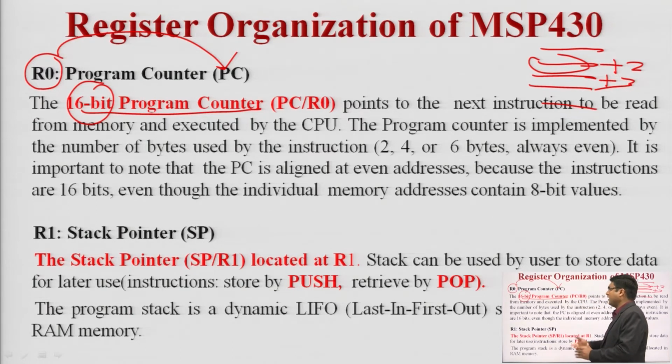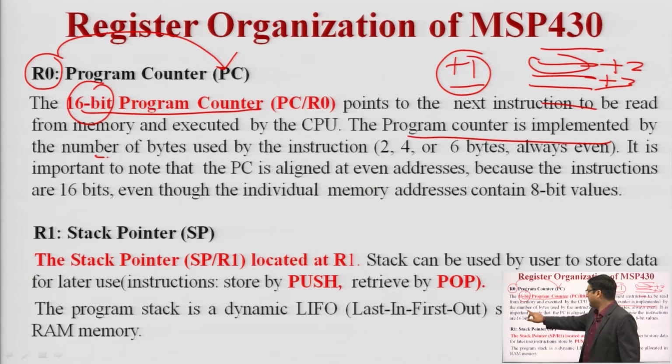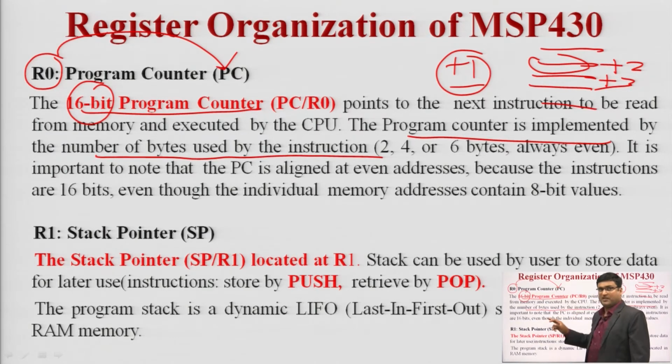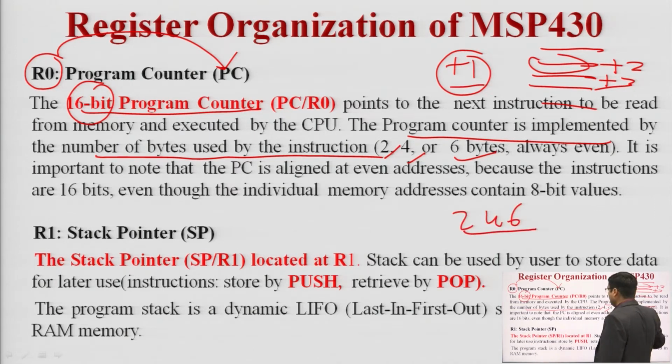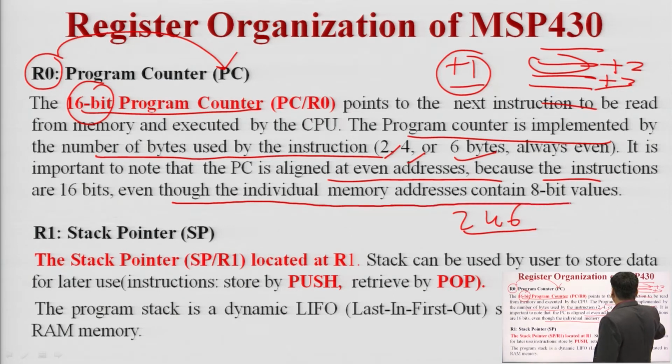For each execution, the program counter increments by 1. That is the basic function, but in the MSP430 the increment of the program counter varies. Here we can see that the program counter is incremented by the number of bytes used by the instruction, whether 2, 4 or 6 bytes. It is always an even number of bytes, and it is aligned at an even address because the instructions are 16-bit, even though individual memory addresses contain 8-bit values.